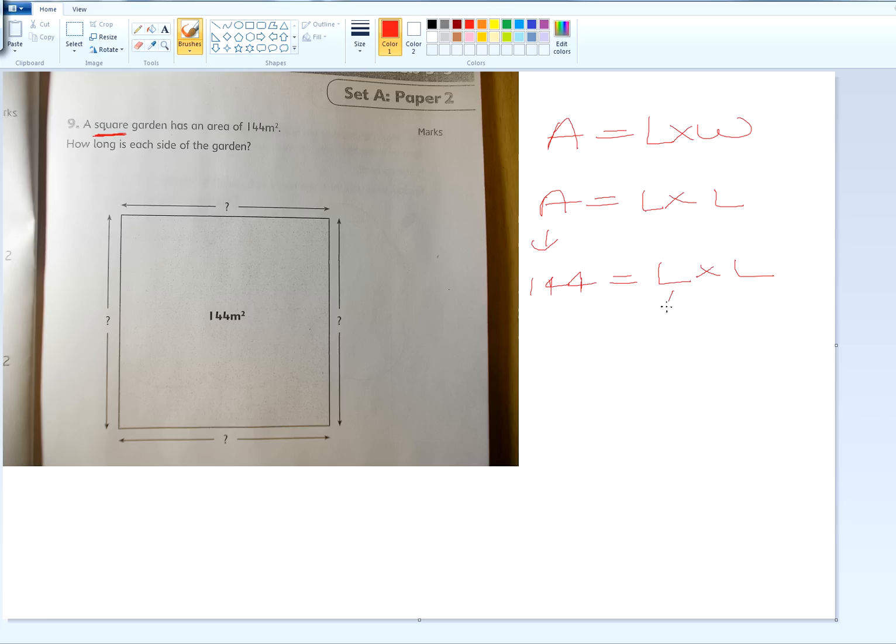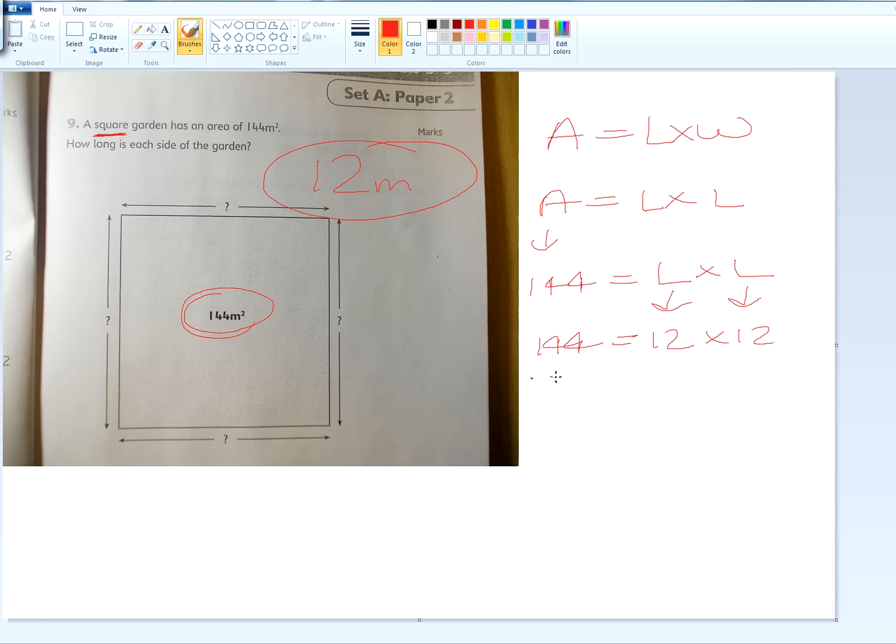Okay, thank you very much, Zainab. So the answer here would be 12 times by 12 is equal to 144. So how long is each side of the garden? 12. So the answer is 12 meters, not centimeters. The area is in meters squared.